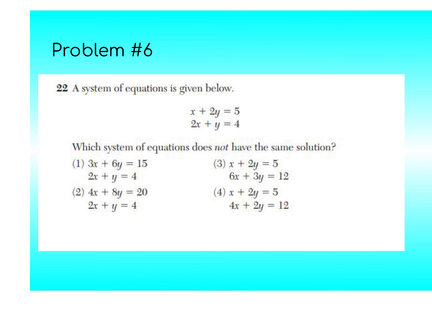Okay, so for this one, a system of equations is given below. Which one does not have the same solution? So you're looking for a mismatch when we multiply by something.